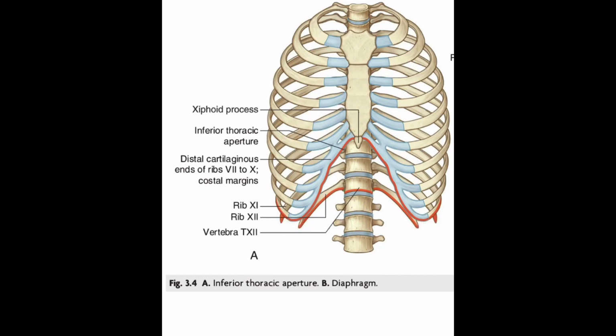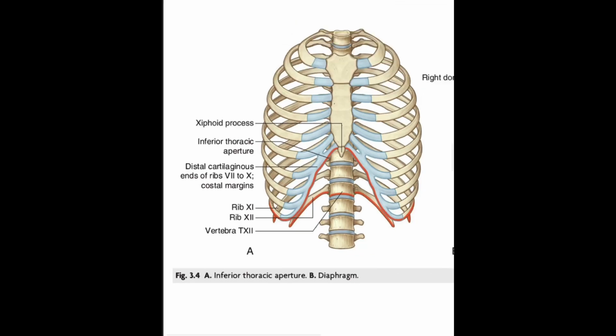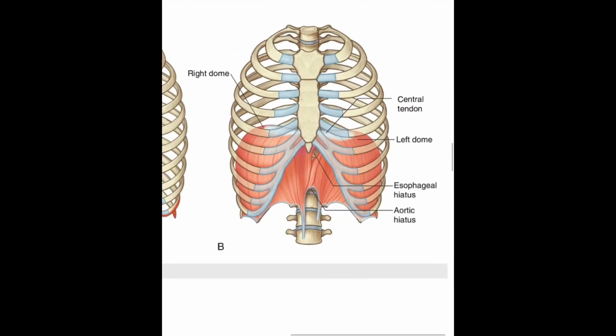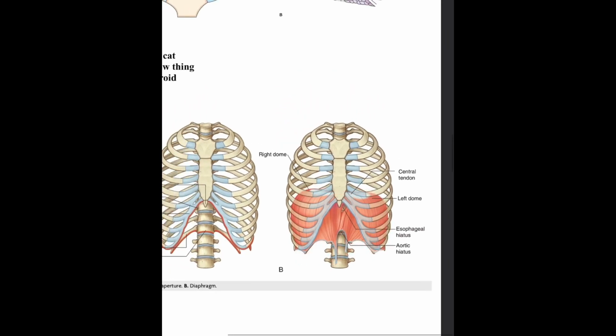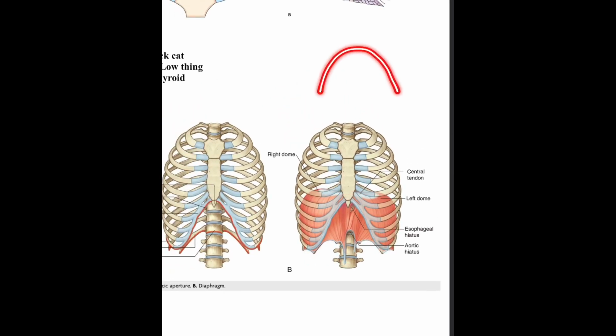So the thoracic outlet is closed by a large dome-shaped flat muscle called the diaphragm. This is the diaphragmatic muscle. Since it separates the thoracic cavity from the abdominal cavity, it is also termed the thoraco-abdominal diaphragm. The diaphragm is the principal muscle of respiration. It is dome shaped. What is meant by dome shape? It looks like this. So dome shape.